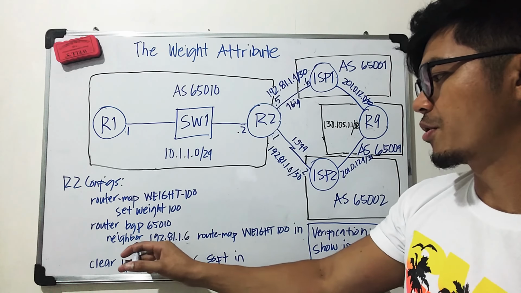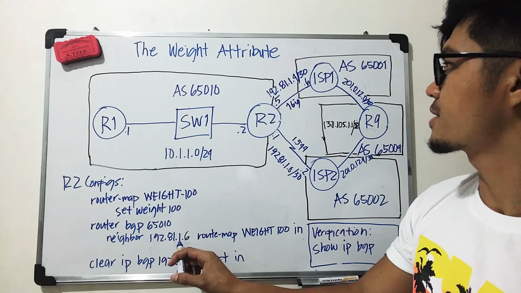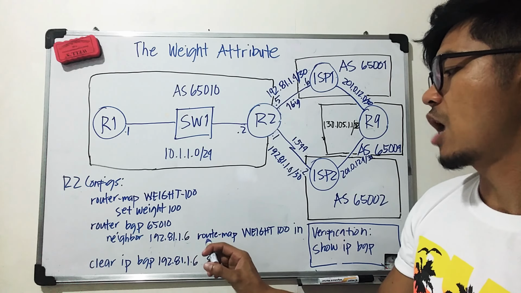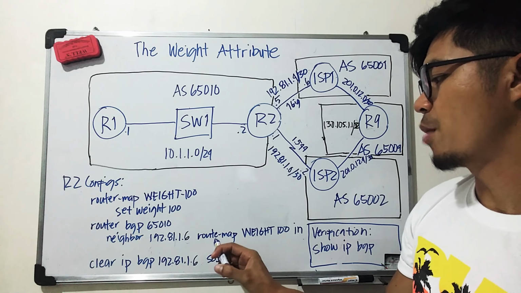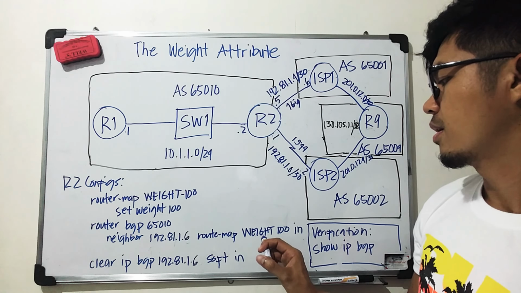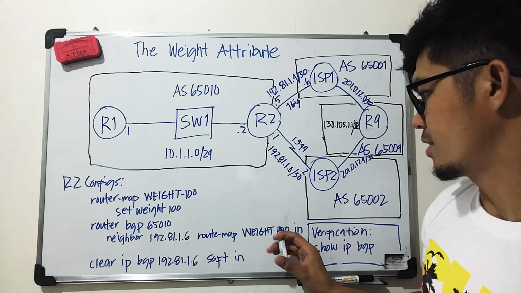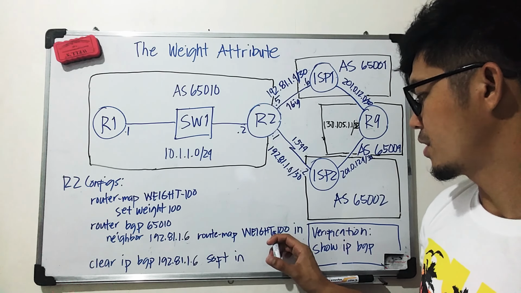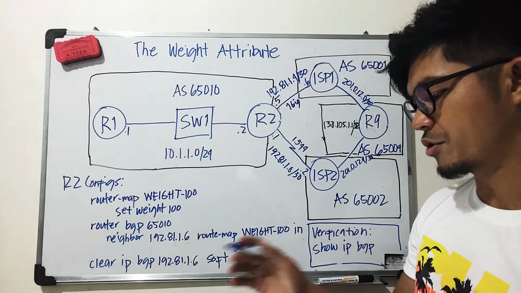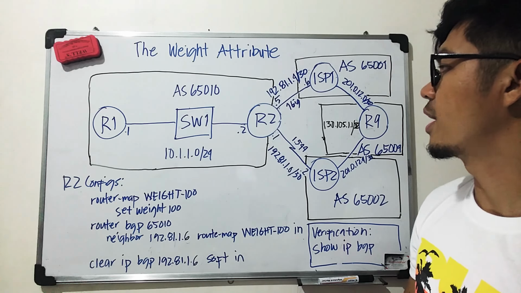So neighbor and the IP address of the neighbor, in this case 192.168.1.6, and this is how you apply the route map, and this is the name of the route map, and there should be a dash here, and you should apply it in the inbound direction because you are trying to influence the outbound traffic.